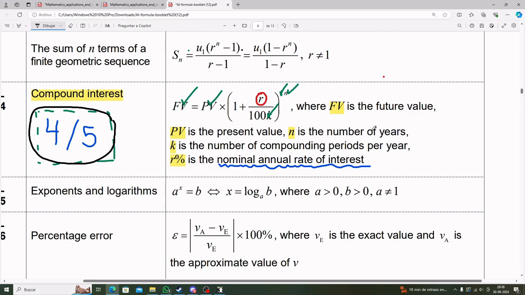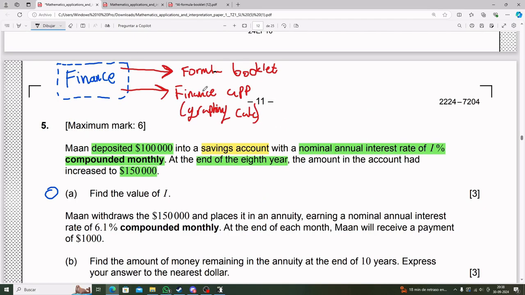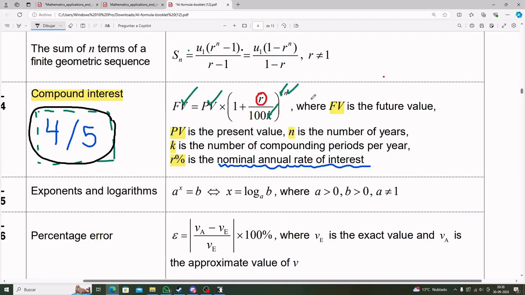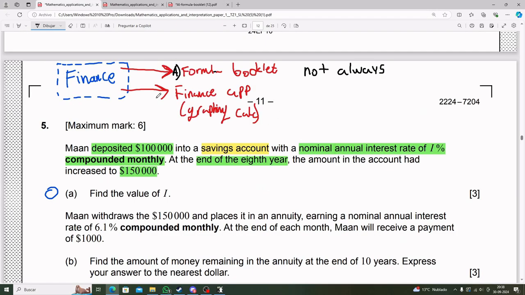But the problem is you don't always use the compound interest formula in the formula booklet. For this first strategy, using the formula booklet is not always what you're supposed to do. There are a few scenarios where this formula is actually not enough, and you have to use the finance app. So the formula booklet is something you will not always have to use, while the finance app always works.